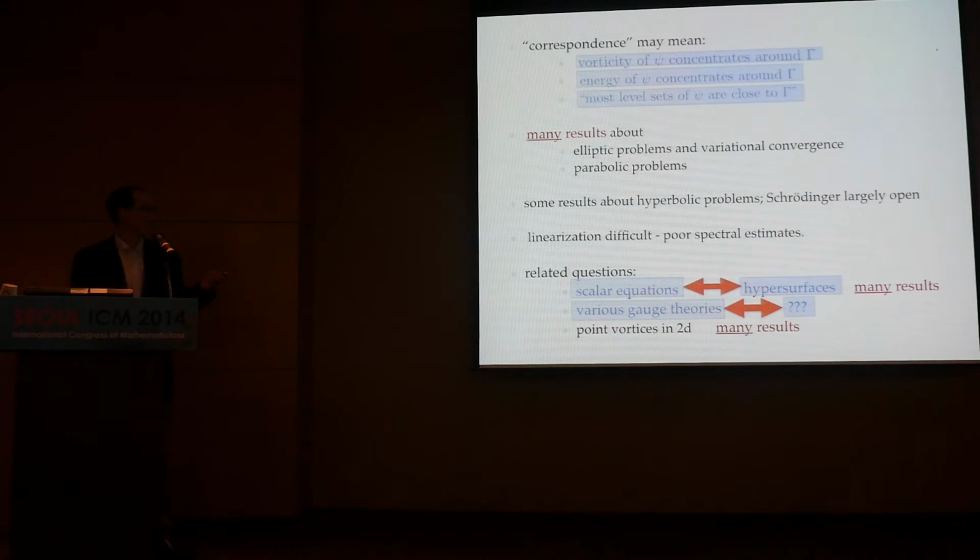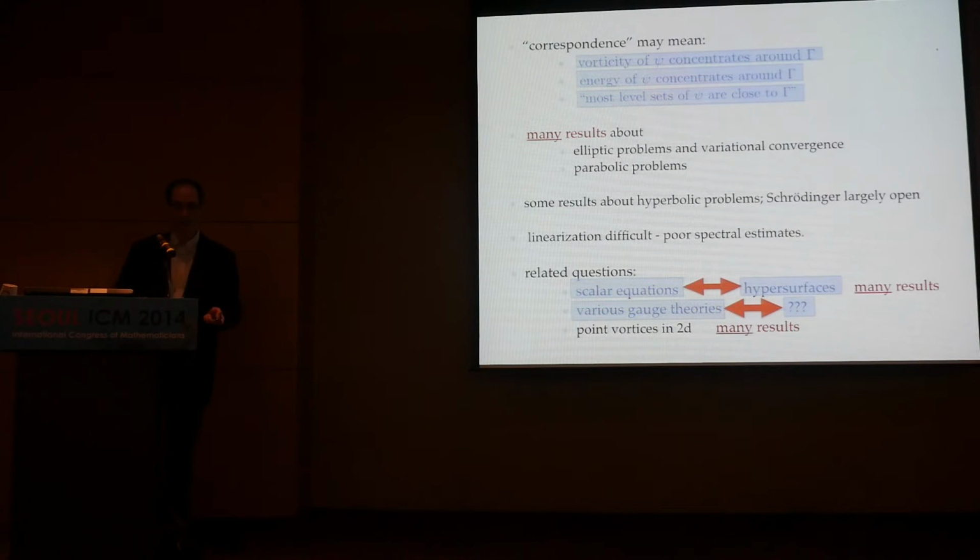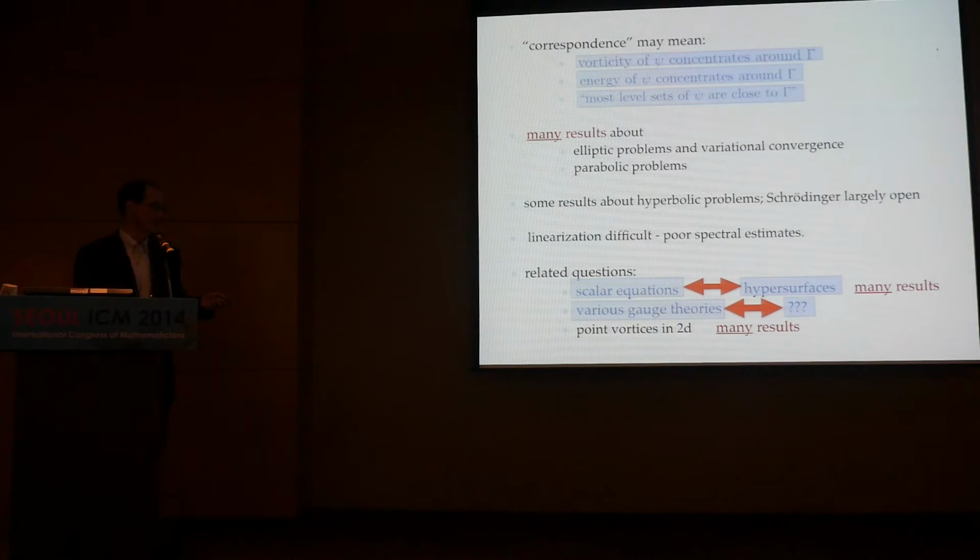Again, there are many results, as I said earlier, about elliptic and parabolic problems, and about the convergence of functionals there, and then there are fewer in these cases. Down here, there are a lot of related questions. One can consider most of the same questions where one asks for relations between scalar equations and hypersurfaces. These would be governed by the codimension 1 area functional, for example. Here, the only difference is that the Schrodinger equation doesn't exist. One can also consider various gauge theories. One can consider point vortices in 2D.